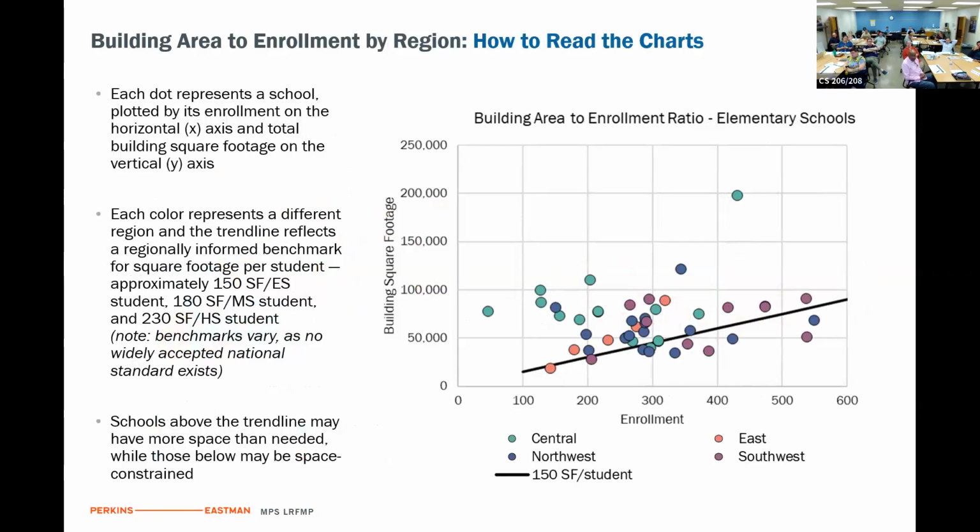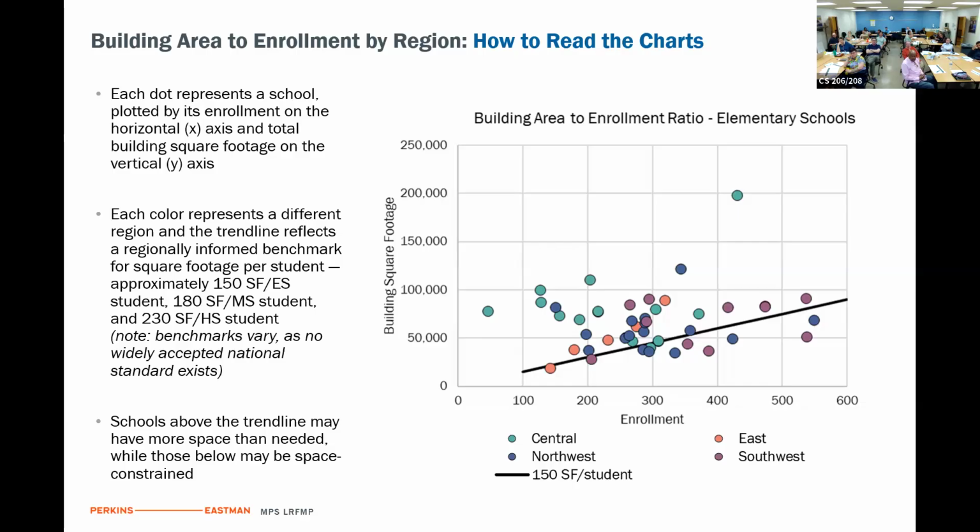And what we're trying to show here is the x-axis, the horizontal axis, is enrollment of the school, and the y-axis is the square footage, so the size of the building from a square footage perspective. And that line that you see going through it is the amount of square footage recommended per student. So if you're looking at elementary schools, the recommendation is 150 square feet per student on average. So using that line as a metric, the schools that are above the line have more than 150 square feet per student. The schools that are below it are less than that. So in theory, would be more crowded.